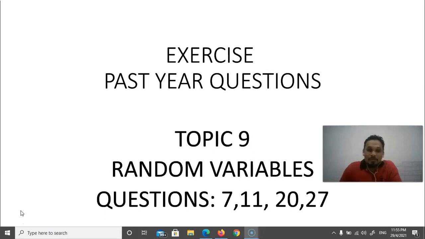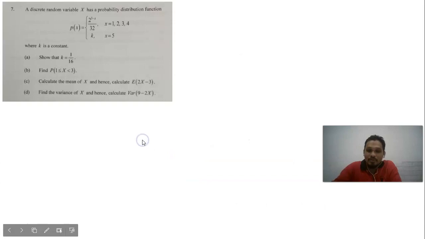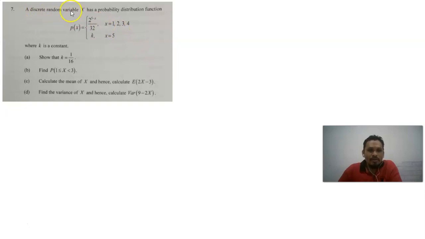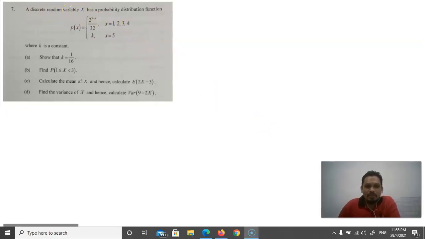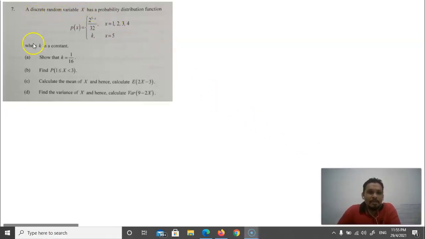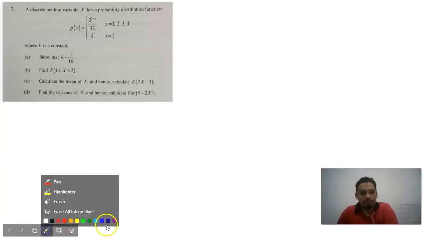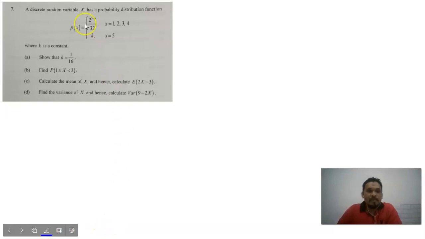Okay, so without wasting so much time, let's take a look at the first one here. A discrete random variable X has a probability distribution function, as mentioned here. It's a discrete random variable.